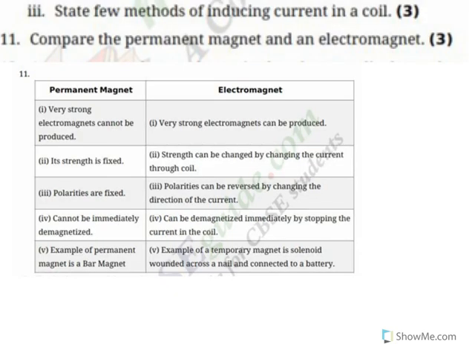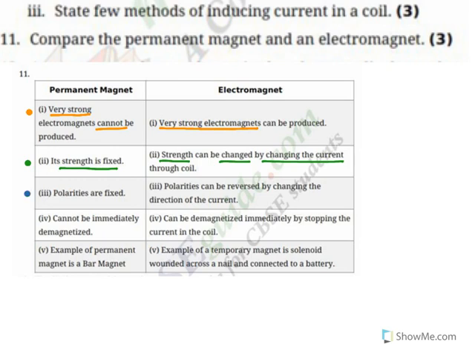Compare a permanent magnet with an electromagnet. The first point is permanent magnets are not very strong. Very strong magnets cannot be produced. But if we want strong magnets, very strong electromagnets can be produced. Then the second point, for a permanent magnet, its strength is fixed. Here the strength can be changed by changing the current through the coil.